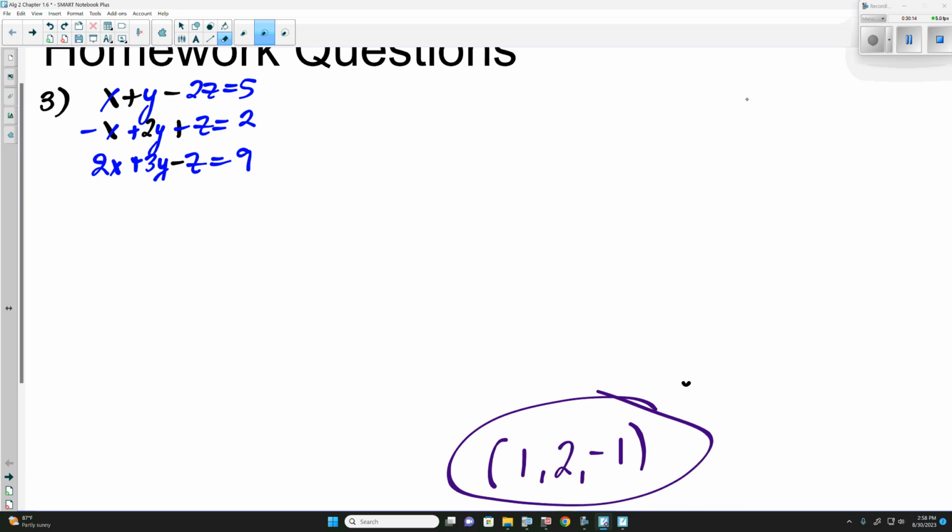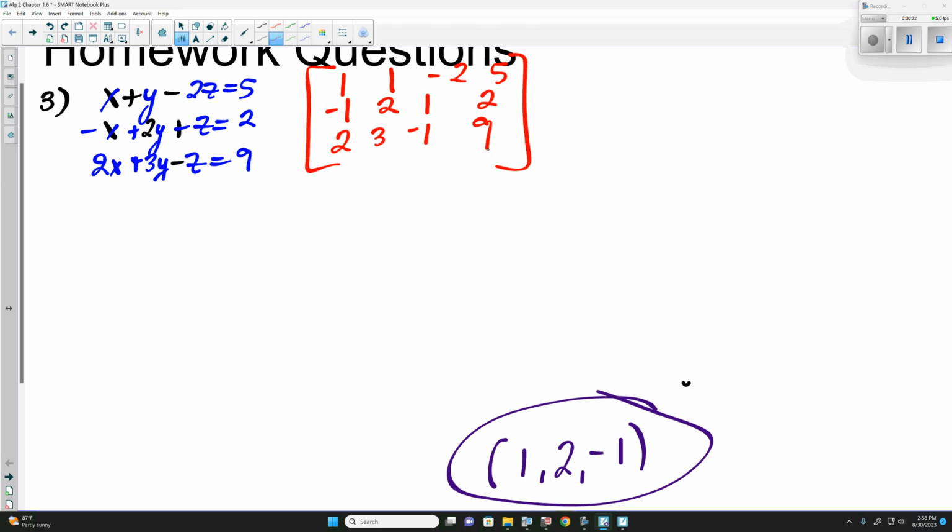So we solved this one already, yes? Now, as an augmented matrix, this would be 1, 1, negative 2, 5. Yes? The next one would be negative 1, 2, 1, 2. And the last one's 2, 3, negative 1, 9. So this is homework problem number 3 from yesterday. So this is the one we started class with, yes?